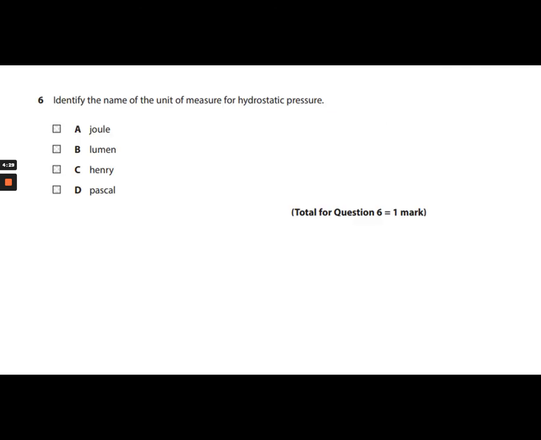Okay, identify the name of the unit of hydrostatic pressure. Well, we did do this theory when you study hydrostatic thrust, and pressure is force over area, and force over area is otherwise known as a Pascal.